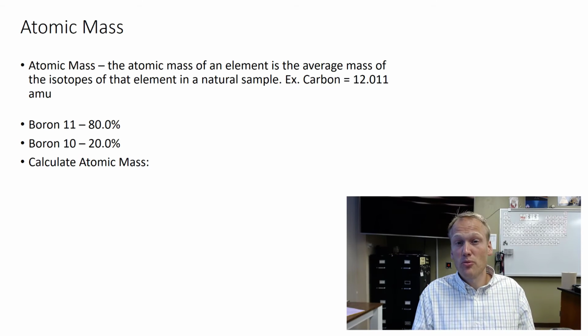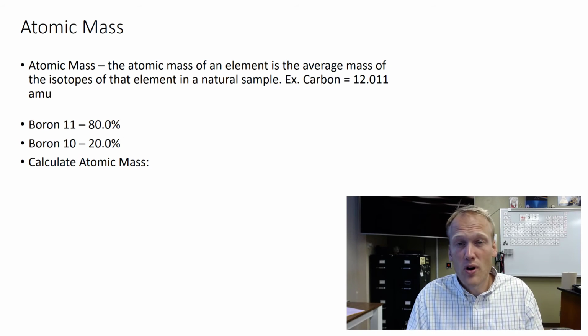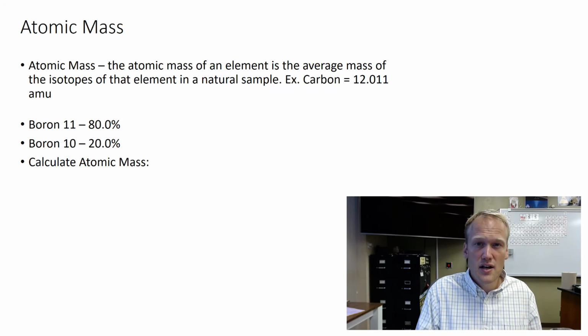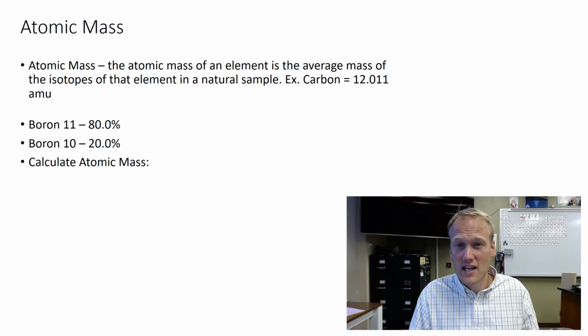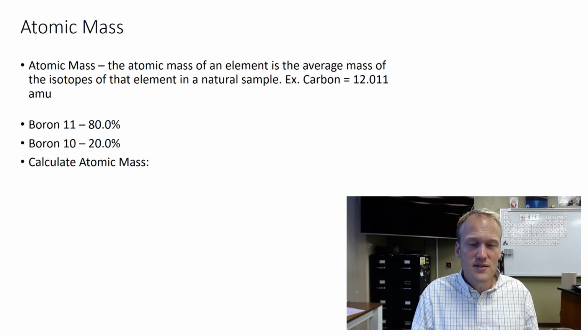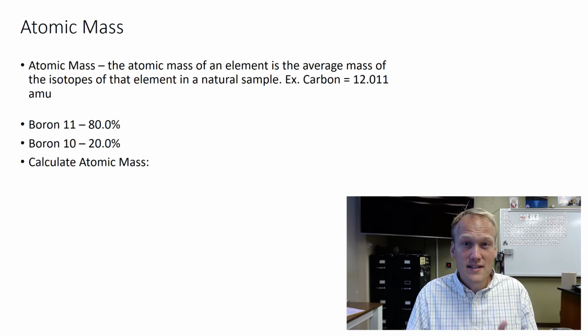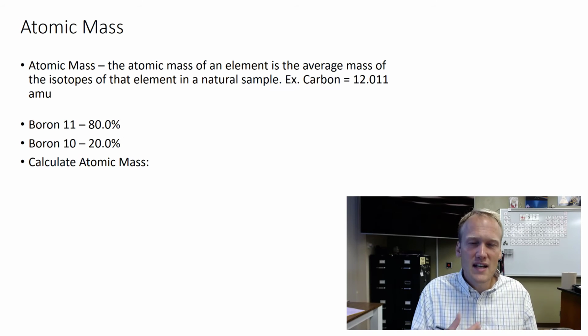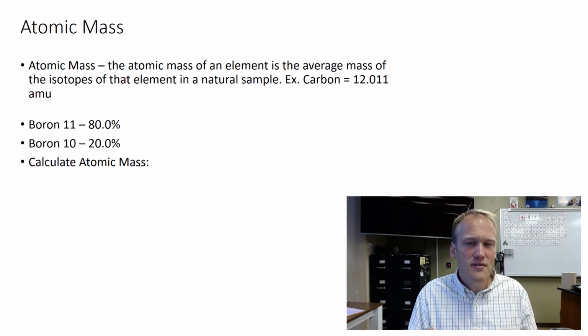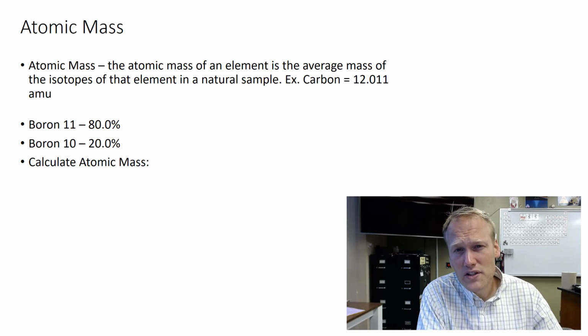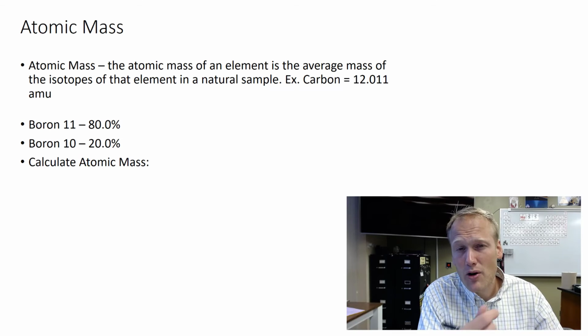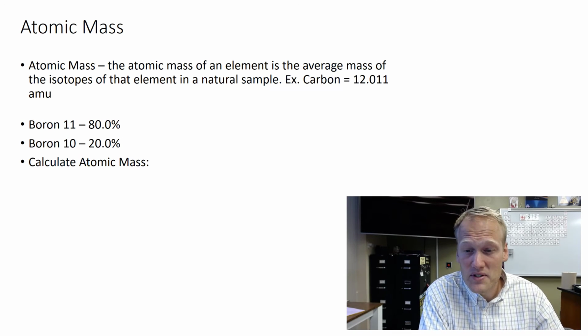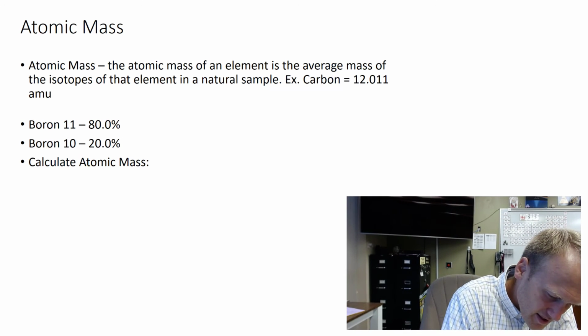Let's use boron as an example. Boron has two isotopes, boron-11 and boron-10. You might think, well, the average would be 10.5. The problem is there's a lot more boron-11 in samples of boron than boron-10. And what that means is we have to do a weighted average. What we do is we take each isotope and multiply them by the percent that they represent. So we're going to take 11 times 0.8, and we're going to take the mass of 10 times 0.2.